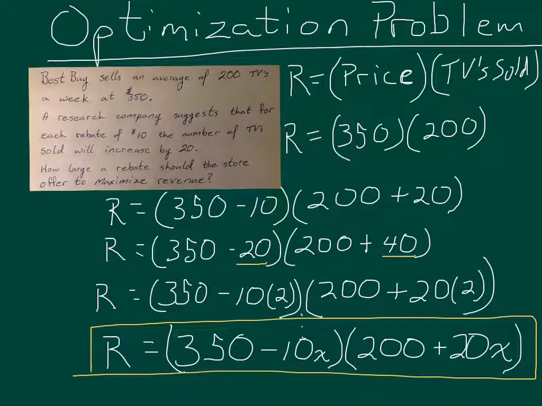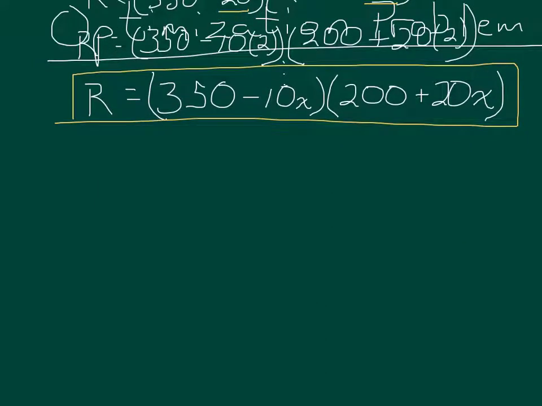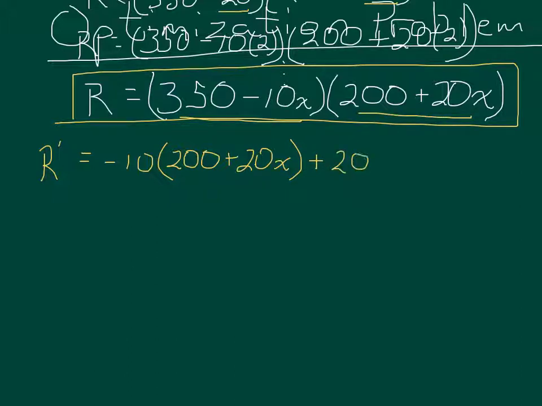Okay, so let's start finding the first derivative. Let's just slide this up. To find the first derivative, I could expand this out and get a polynomial, or I could use the product rule. That means I'm going to take the derivative of the first part, negative 10, times the second, 20x, plus the derivative of the second part, 20, times the first.